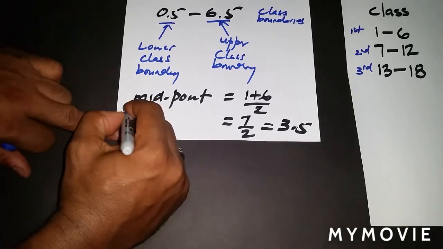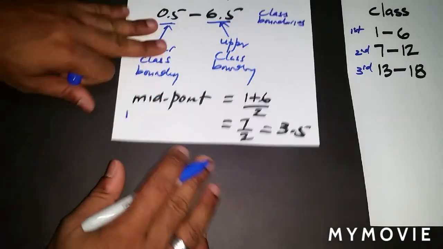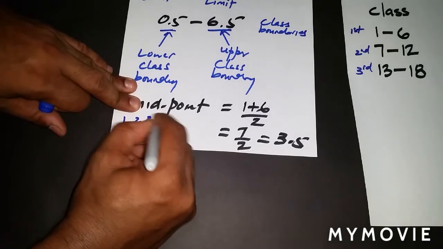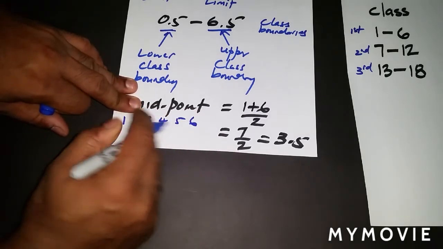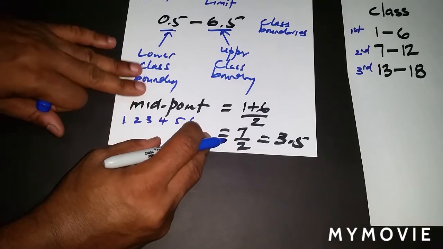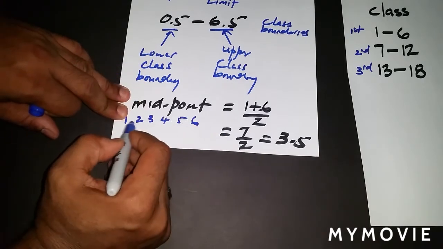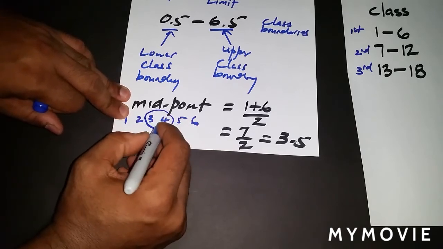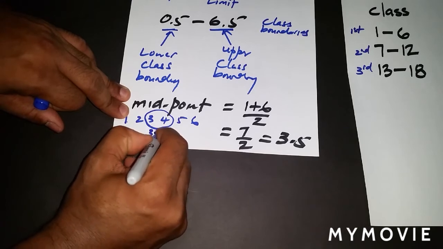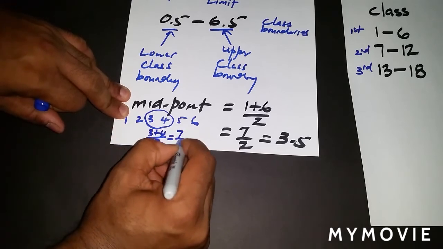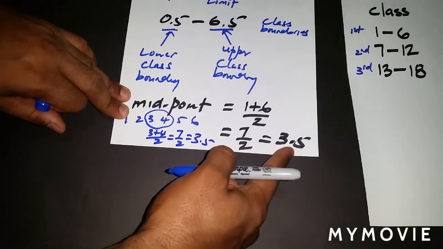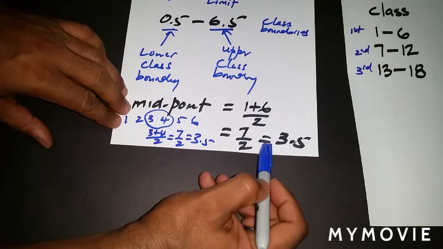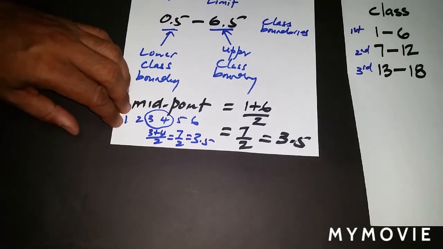And again, it makes sense because if you have 1 to 6, it will be 1, 2, 3, 4, 5, 6, whole numbers. So what you do is you find the two middle numbers, add them together and divide by 2. So that would be 7 over 2, which is 3.5, which is what we got. So just simply add the limits, lower and upper limit, and divide that by 2, and then you're going to get the midpoint of the class.